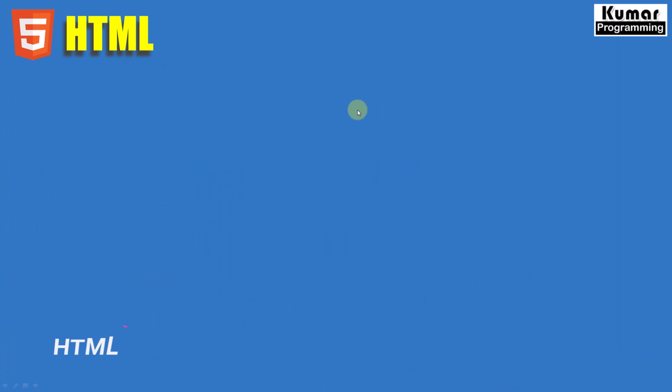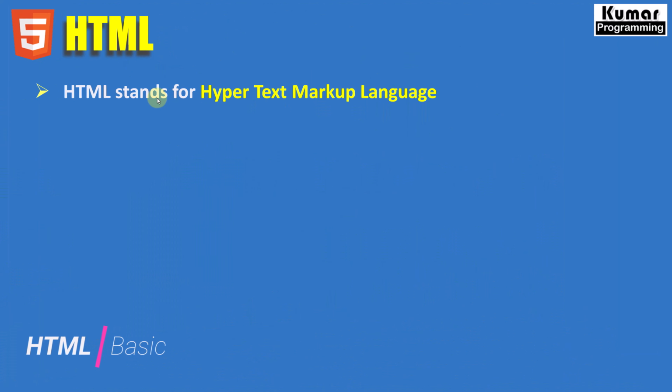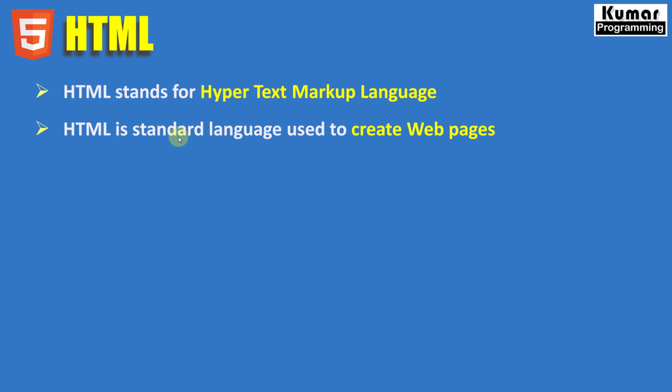Now let's cover some basics about HTML. HTML stands for Hypertext Markup Language, right? Easy to understand: H for hyper, T for text, M for markup, L for language. HTML is a standard language used to create web pages. Whatever website we have, each website is created in HTML, right? HTML describes the structure of the web page.